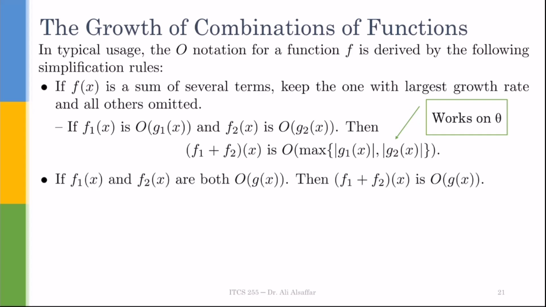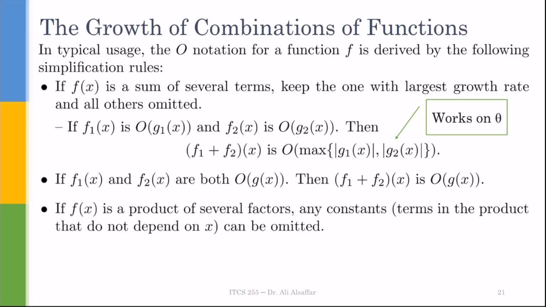The second simplification rule is a special case of the sum rule. If we have functions f1 and f2, and both are of order g, it is a little different than the sum rule, because in the sum rule, f1 and f2 have different orders. But f1 and f2 in this rule have the same order, and it is a special case of the sum rule. Then it says that the order of the summation is the order of one of them because both belong to the same order.